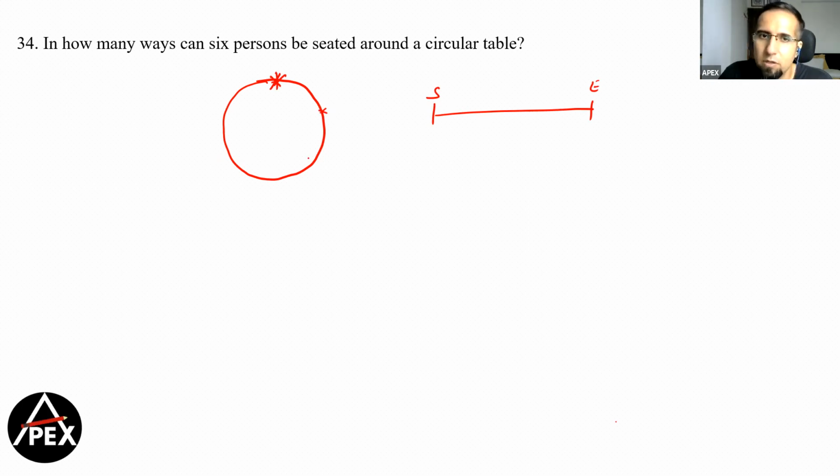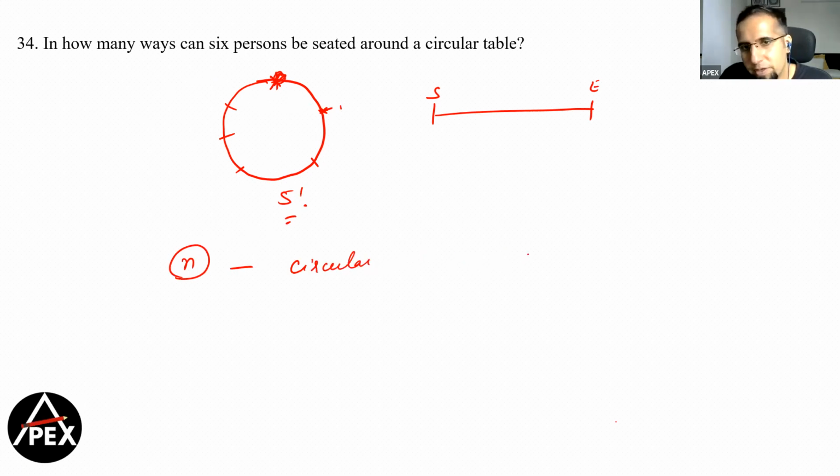Let's say this is 1, 2, 3, 4, 5, 6. So I'm fixing this, right? So the remaining 5 people arrange themselves in 5 factorial ways. So if you have n people to arrange in a circular manner, it is called circular permutation, and the number of ways is always (n minus 1) factorial. Can we solve this, please?